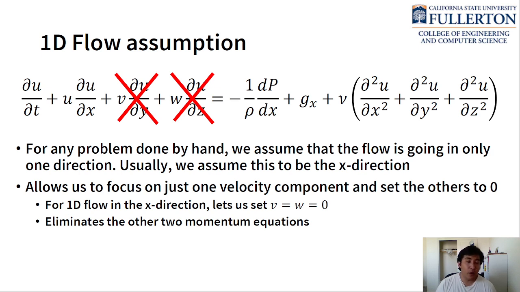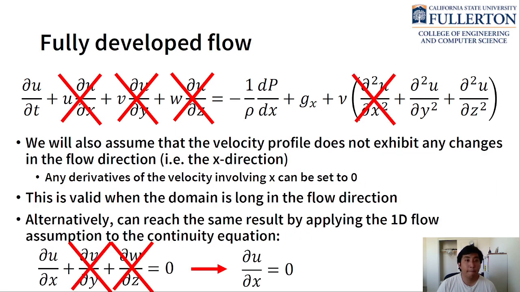Okay. And one other thing that this assumption does that you're not seeing here is that it also eliminates the other two momentum equations, right? So remember, Navier-Stokes, we have three momentum equations, one in the x, y, and z directions. But if we only have 1D flow, then we can eliminate the y and z directions outright.